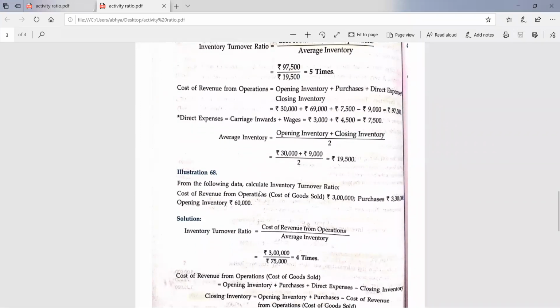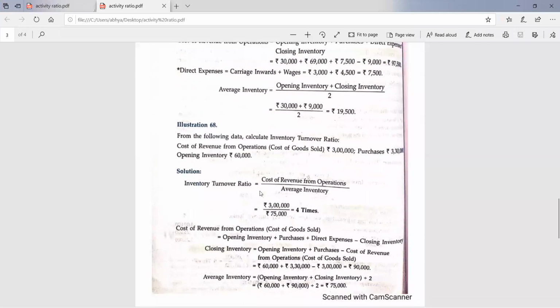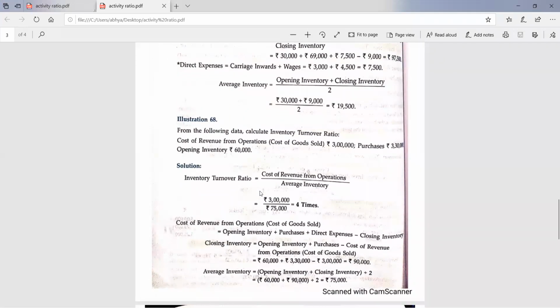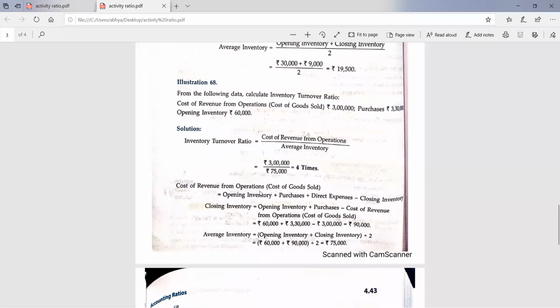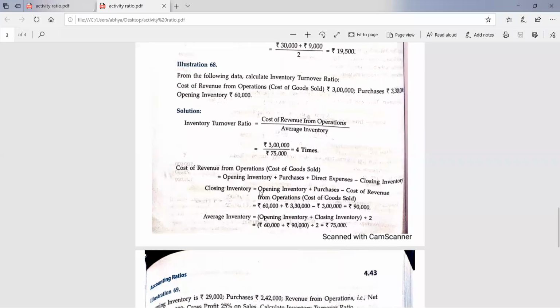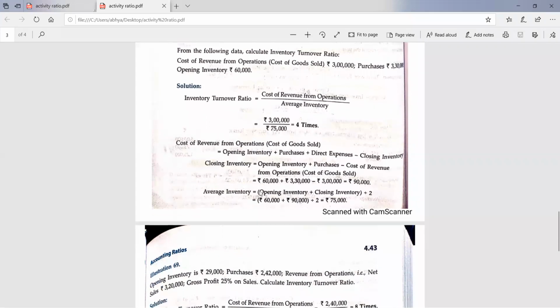Yes, very good. All are giving me the correct answer. Very good understanding, students. So in this manner, questions will be there. Sometimes you need to calculate COGS, sometimes you need to calculate any of the stock. Either opening will be given or closing will be given, so you have to find out any of the stock. So this will be the answer. 4 times, 3 lakh upon 75,000. So closing inventory here is 90,000. How have we found the closing inventory? By putting the figures in the formula of COGS.